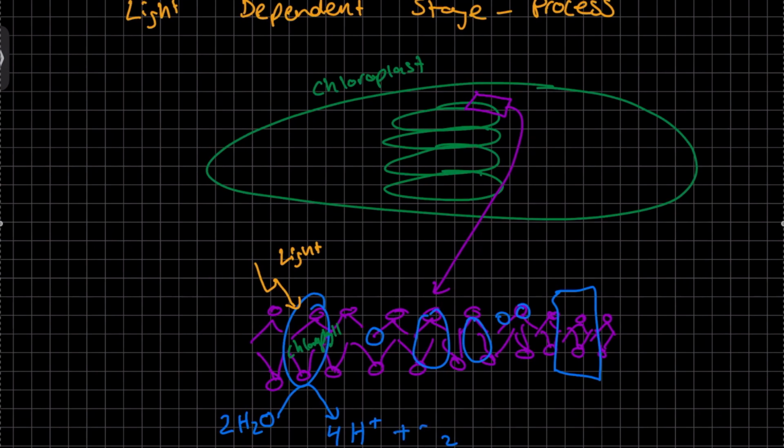So just 1 O2 molecule. So over here, 2 times 2 for the hydrogens gives us 4, and 2 times 1 oxygen will give us 2 oxygens here, which are released in the form of O2. So this is the form of oxygen that we breathe.